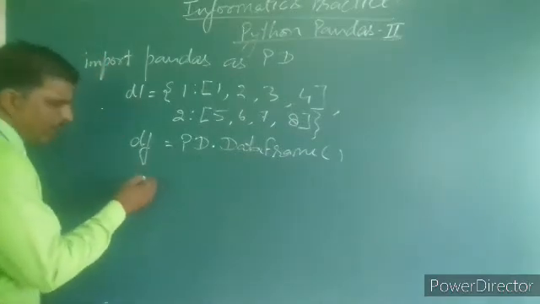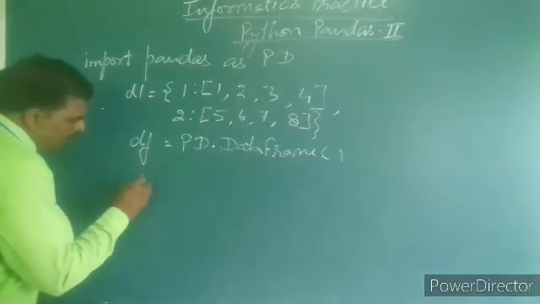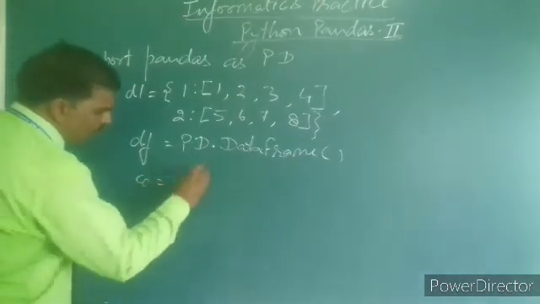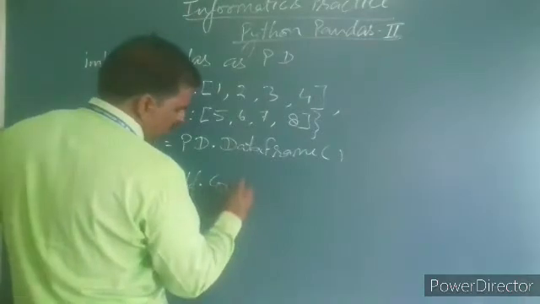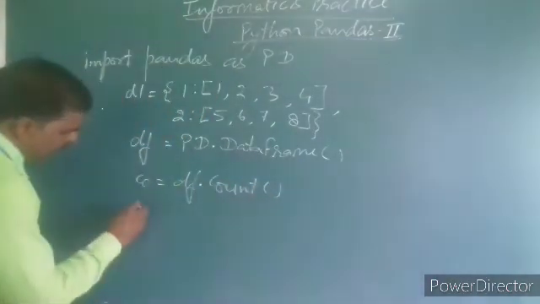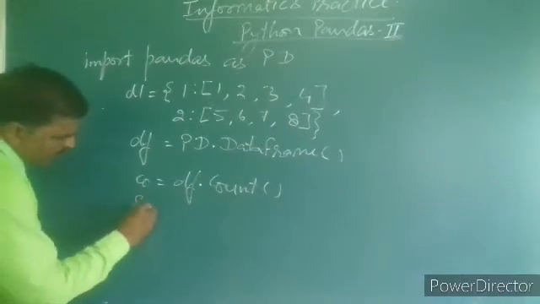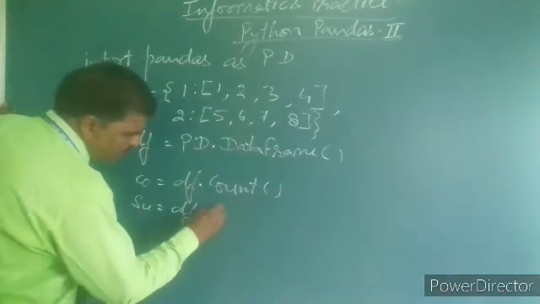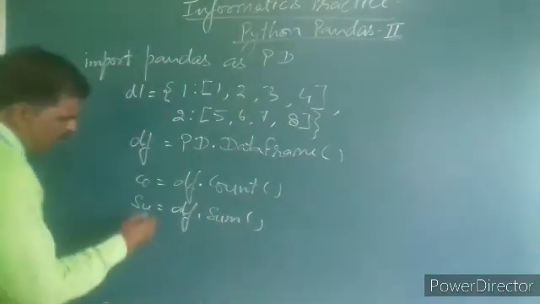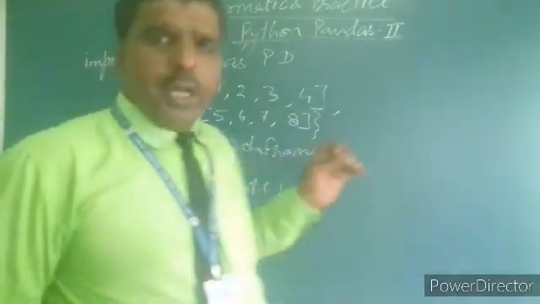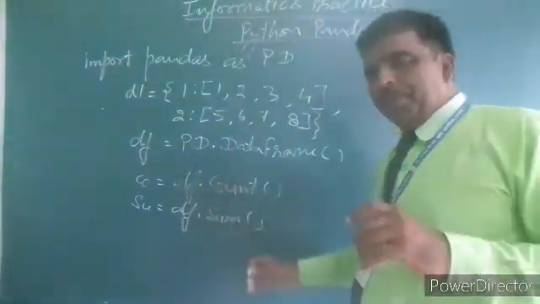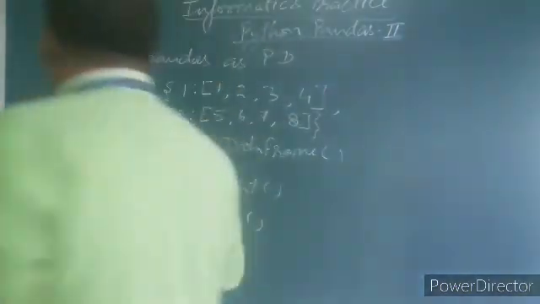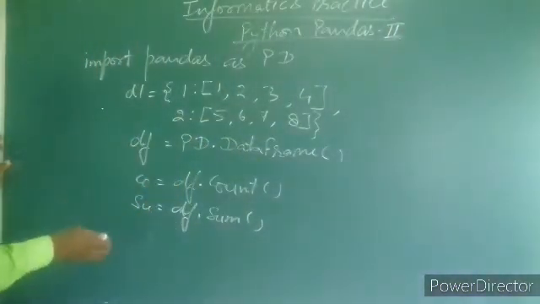So we are taking the calculation like CO for counting, so df.count, and for sum SU we are taking df.sum. So in CO we are taking counting, and in SU we are taking the sum. If we want to print it, or calculate minimum and maximum, that can also be applied here.